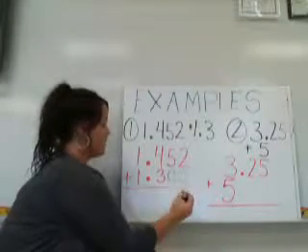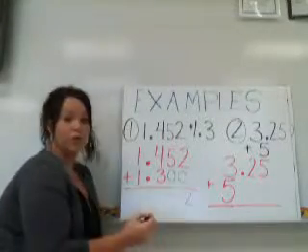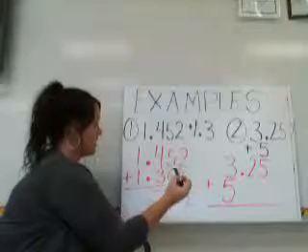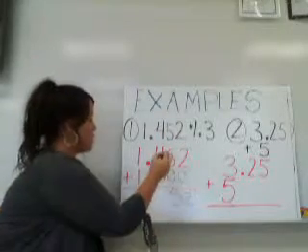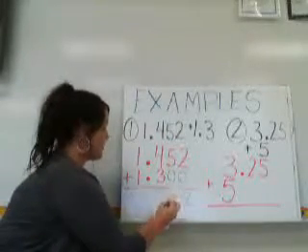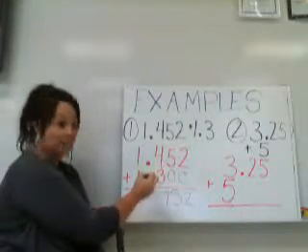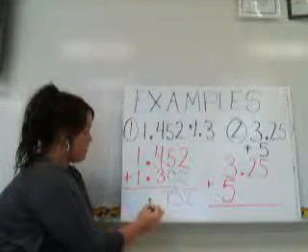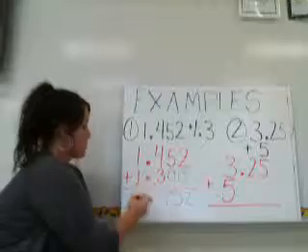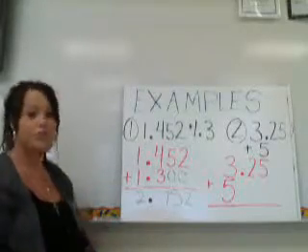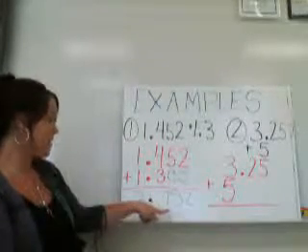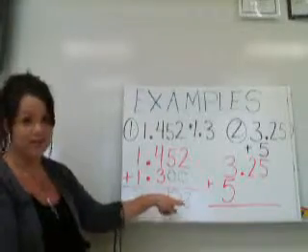2 plus 0 is 2. 5 plus 0 is 5. 4 plus 3 is 7. Now I'm going to bring down my decimal places just like they are. And 1 plus 1 is 2. So this answer reads 2 and 752 thousandths.